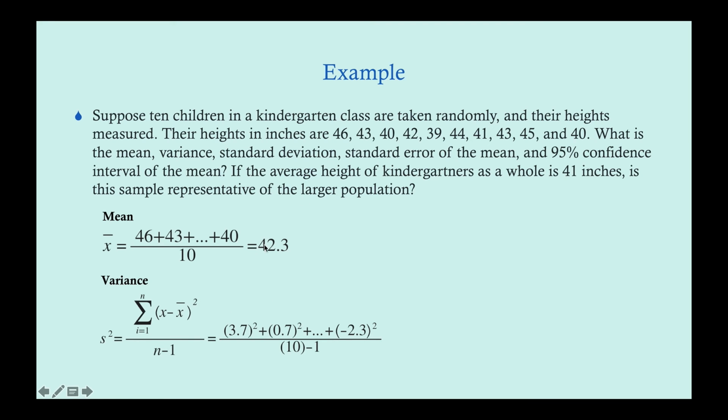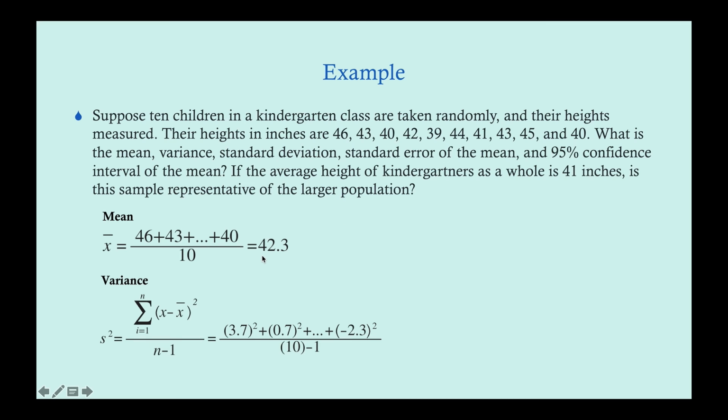So 43 minus 42.3 is 0.7, and you square that, and then you do that so on and so forth all the way to the end. And you take all those values and you add them together. So 3.7 squared plus 0.7 squared plus and so forth all the way to the last one, which is 40 minus 42.3 is negative 2.3. And you take that squared and you sum all of these up and you divide by n minus 1.